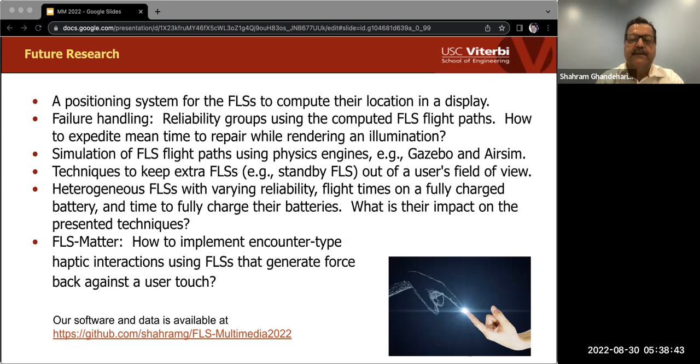Fifth, techniques presented in this study assume FLSs are homogeneous, providing the same reliability, beta and omega settings. A key question is what happens when FLSs are heterogeneous? How do we change the techniques to accommodate these FLSs? Finally, we're investigating how a swarm of FLSs may implement encounter-type haptic interactions by generating force back against the user's touch. The resulting FLS matter is the building block of objects materialized in an FLS display.